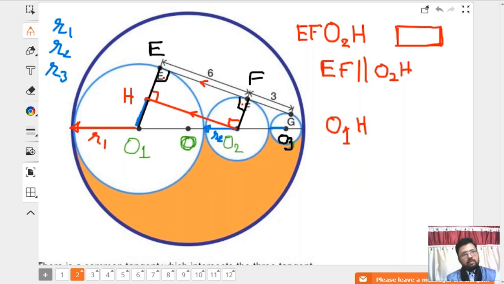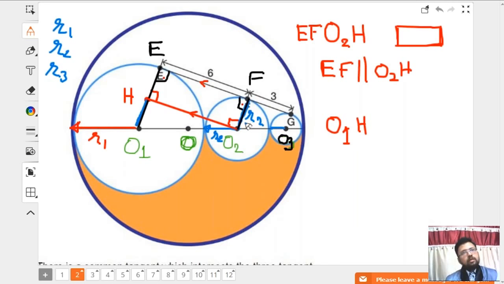You have to use the rectangle. Use the rectangle, the way we used in the earlier question, similar to that. Opposite sides of a rectangle are equal in length. So O2F is the radius of the smaller circle, correct? So this is R2. Can I say O2F is R2? Yes, O2F.